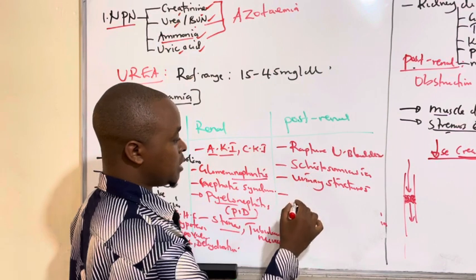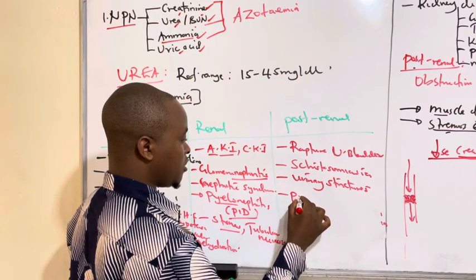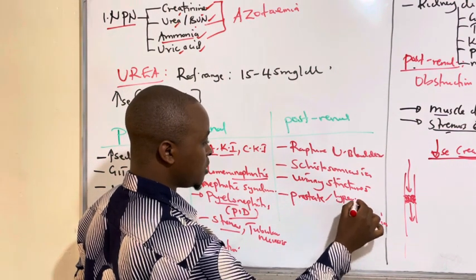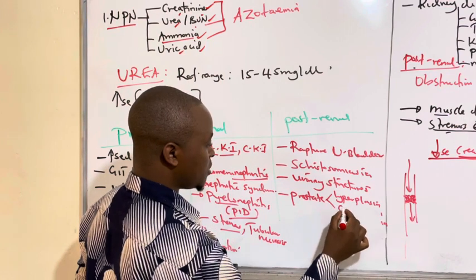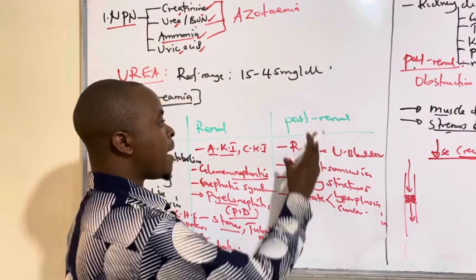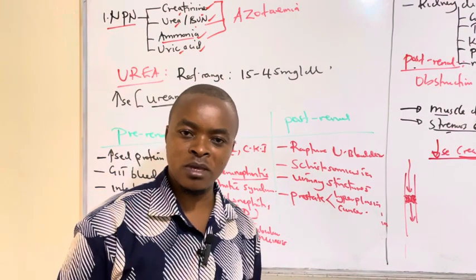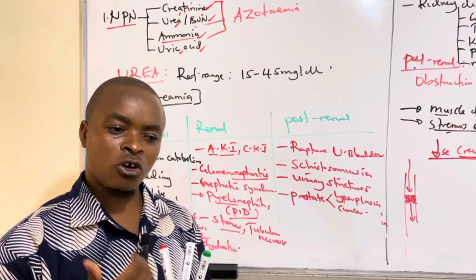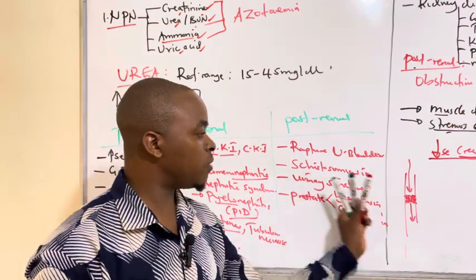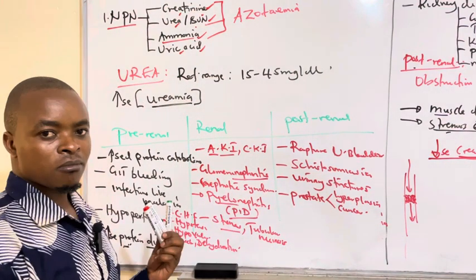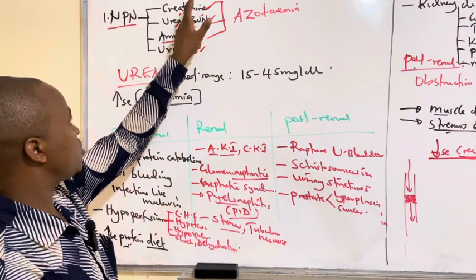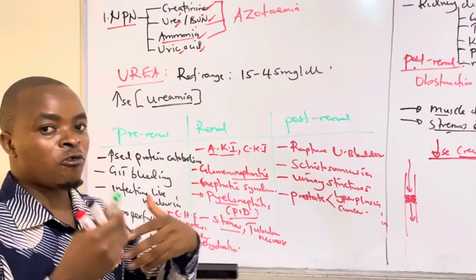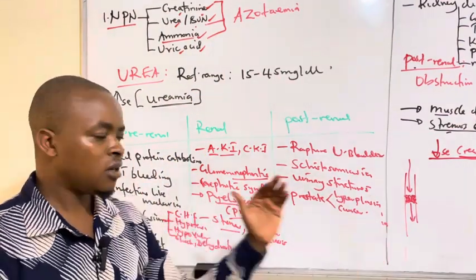And then we can also see it in prostate hyperplasia or prostate cancer. It can be prostate hyperplasia, that is enlargement of the prostate, or we can see it in prostate cancer. So these are post-renal causes of uremia, whereby we said whenever only urea is elevated, the kidney might be doing well, but the cause might be post-renal or pre-renal. But whenever you find both creatinine and urea high, it suggests more of the renal causes.